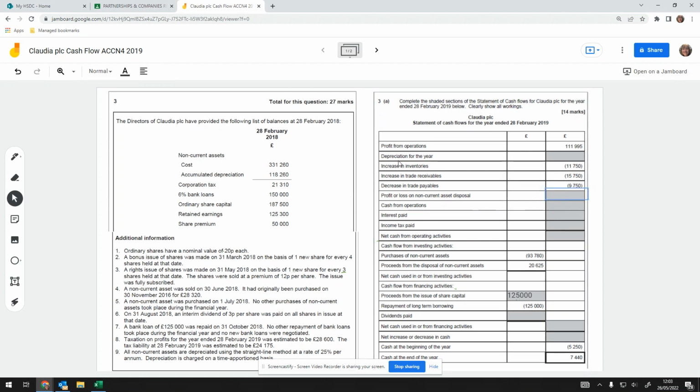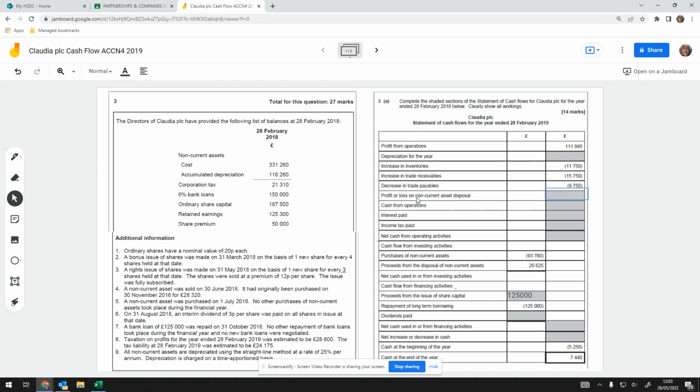Now, the rule is with depreciation, we always add it back. It's an expense that has reduced the profit from operations, but because it doesn't have any impact on the cash, we need to bump the profit back up. So when we put it into the income statement, it would have reduced profit. We will now be adding depreciation back because it's reduced profit, but it hasn't reduced cash.